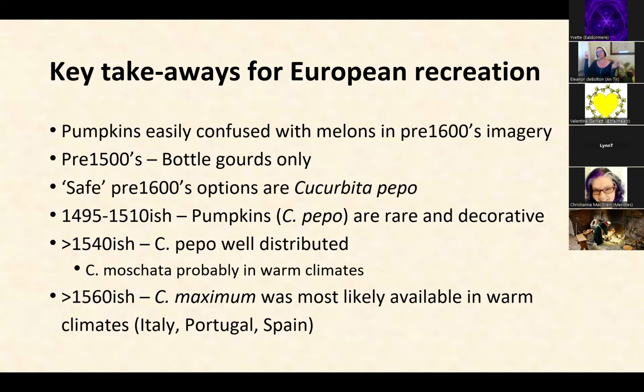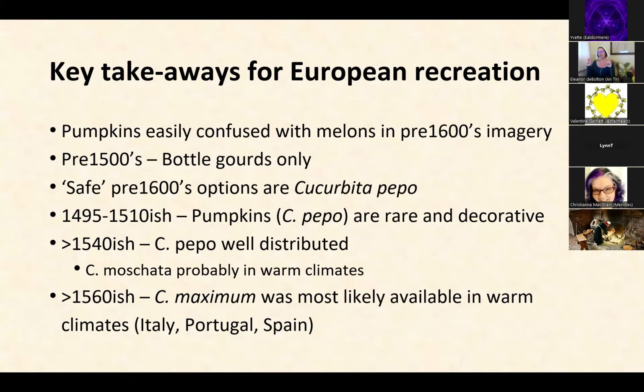So, big scope before we get down into the weeds. What is it? Pumpkins can be easily confused with melons in the imagery. The imagery is a mess. And it really just depends on how you look at it, if you want to view it as a pumpkin or not. But what we can say for sure is that pre-1500s, we got bottle gourds only in Europe, right? So that's Lagenaria. None of the cucumbers, none of the things that we think of commonly today as pumpkins.